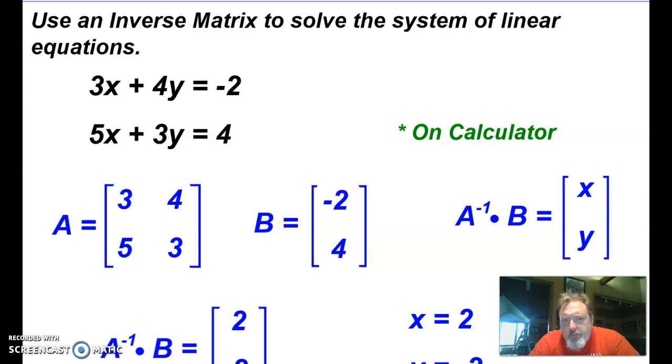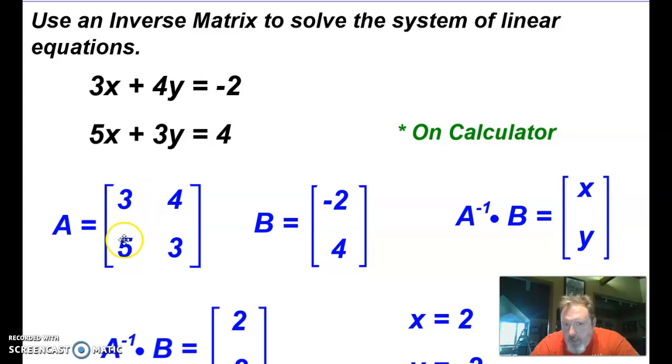All right, so as you can see at the top, we have a system of equations, and what we're going to do is put the variable coefficients into matrix A. So this is a system of 2 equations, 2 variables. You'll notice matrix A, I took the x and y for equation 1 and the x and y for equation 2. Put them right there. So 3, 4, 5, 3. Matrix B is your answer matrix, and that is negative 2, 4.